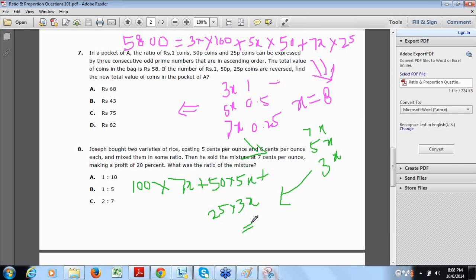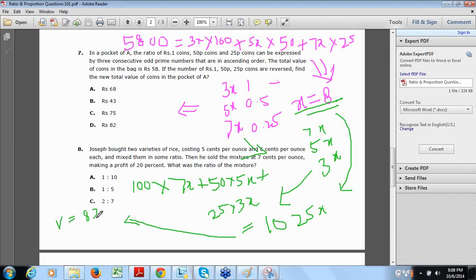It will come out to be 1025x. X we know is 8. If you put this value here, the total value will come out to be 8200 paisa, which means 82 rupees. We'll go ahead and mark option D, 82. Got it, everybody? Yes, the question is, if the numbers of 1 rupee, 50 paisa and 25 paisa coins are reversed, find the new value of coins in pocket A. So the question states clearly.